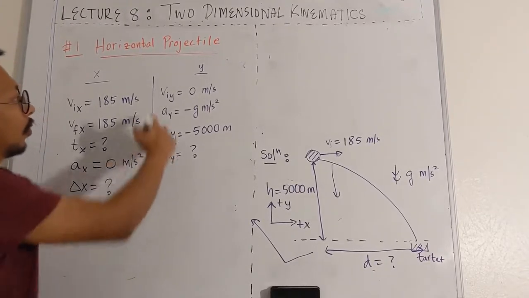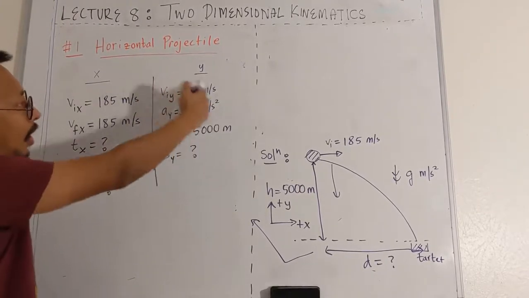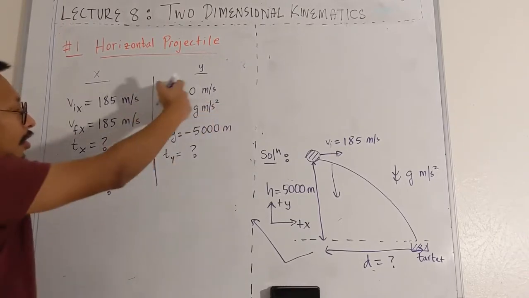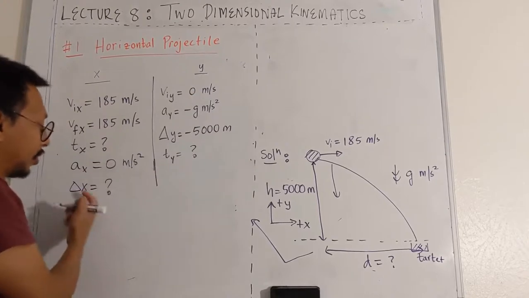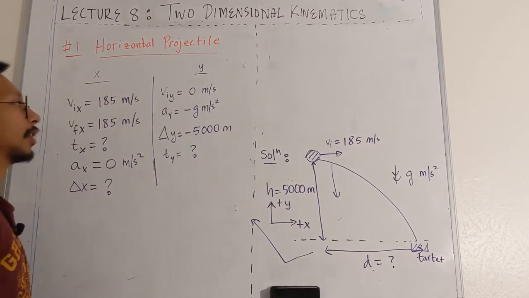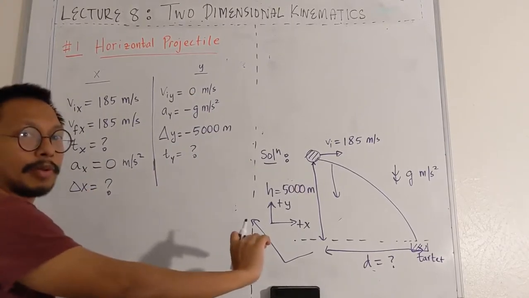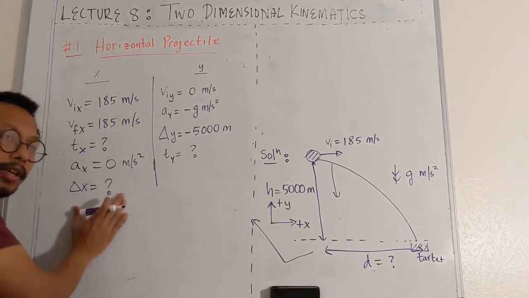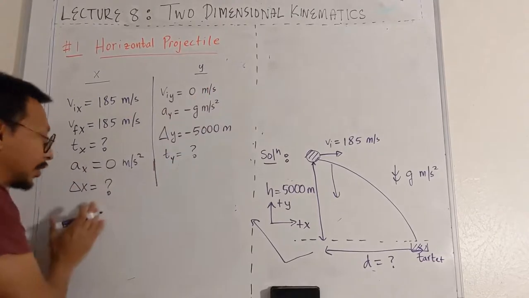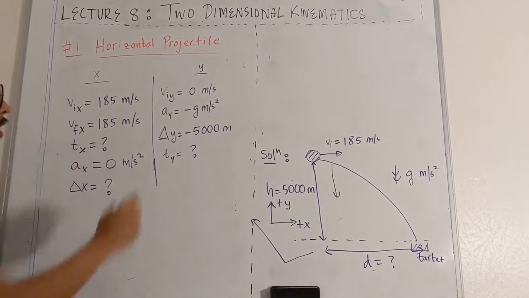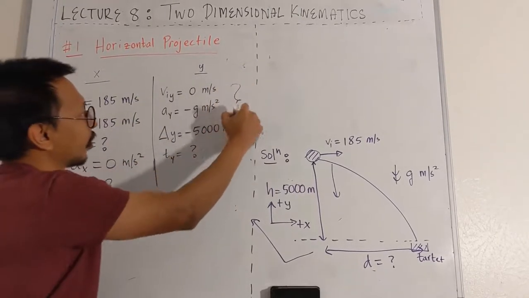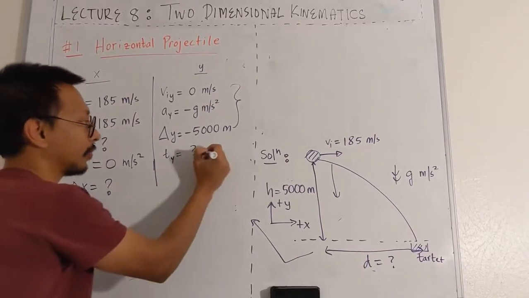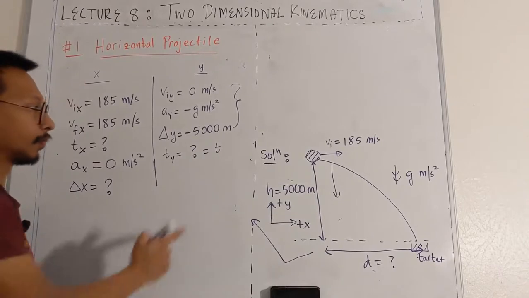Do we know enough from y to get to here? Well, not directly. We cannot use y variables to find delta x, because delta x is an x variable. So we have to use an x quantity or x variable to find delta x. We cannot use y variables to find delta x. But what we can do is use three of the y variables to find the time. Let's call this time t.